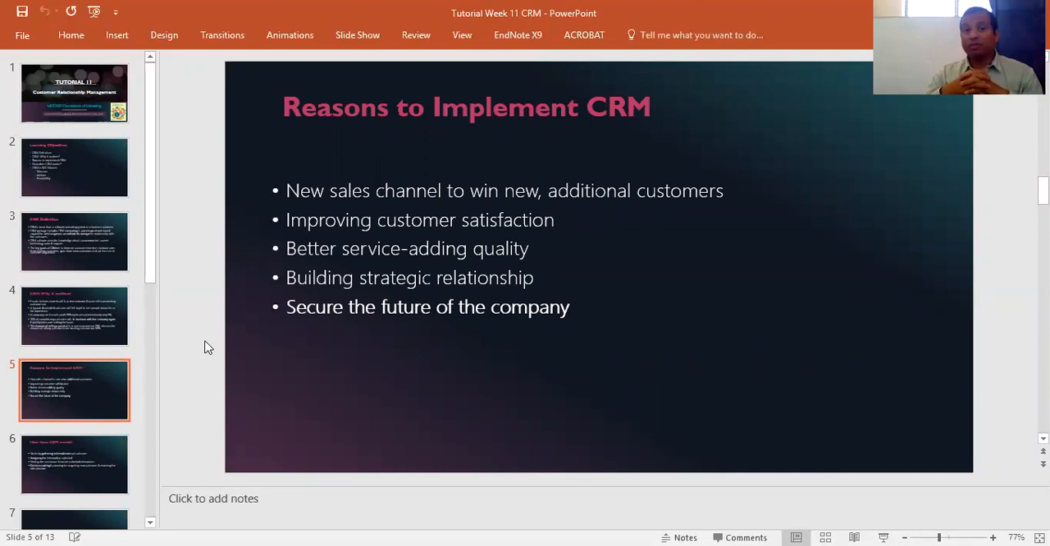What are the reasons to implement CRM then? Reasons in the sense of the different objectives and goals. One could think about a new sales channel to win new or additional customers, setting up CRM software, buying CRM packages in order to manage everything so that you can attract additional or new customers.